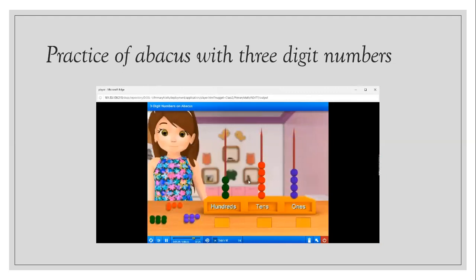Does the abacus show the number 345 correctly? No, it doesn't. The abacus here shows the number 354 and not 345. Now the abacus shows the number 345 correctly.